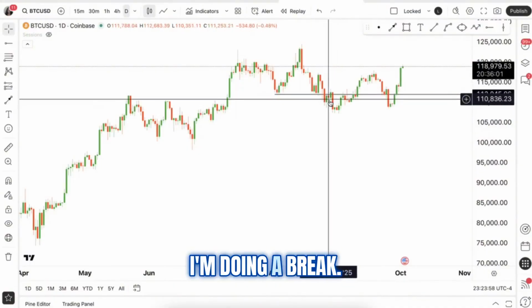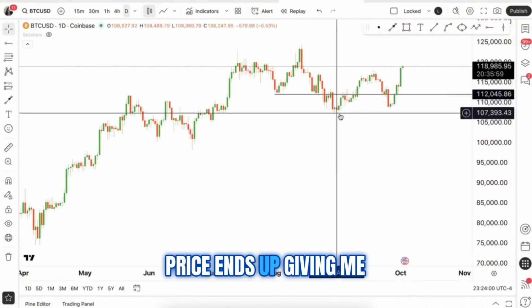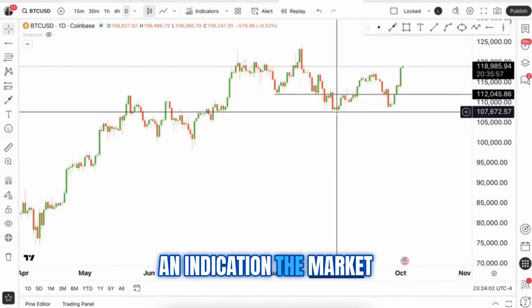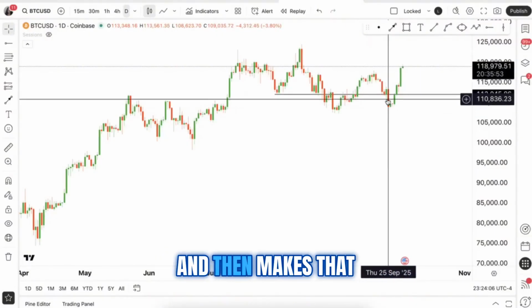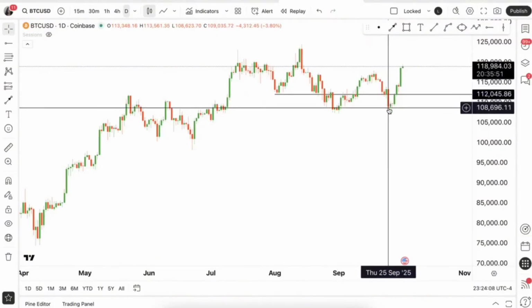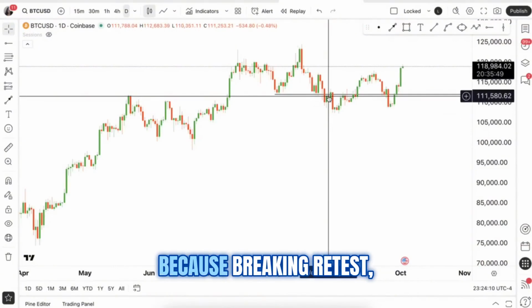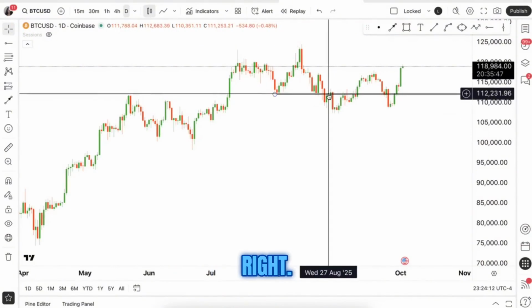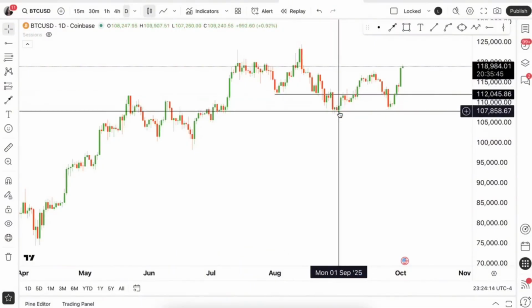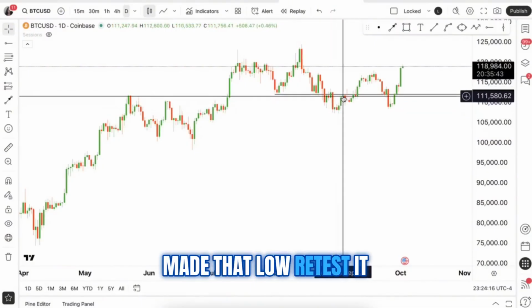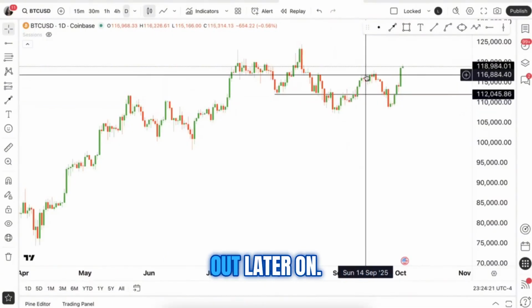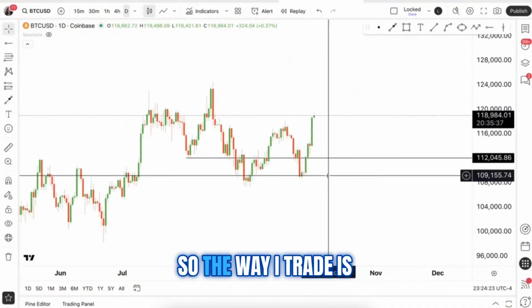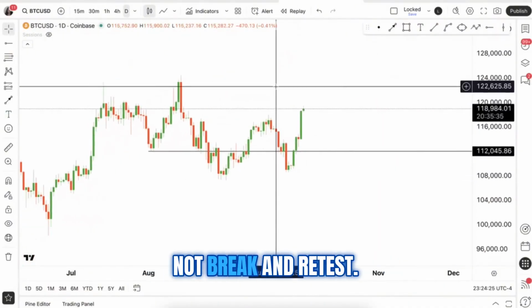Instead, I'm doing a break. Price ends up giving me an indication. The market corrects, grabs as much liquidity as possible, and then makes that second push down. Because with break and retest, let's say if we broke here, made that low, retested here, you would have been in a trade and got stopped out later on. So the way I trade is not break and retest.